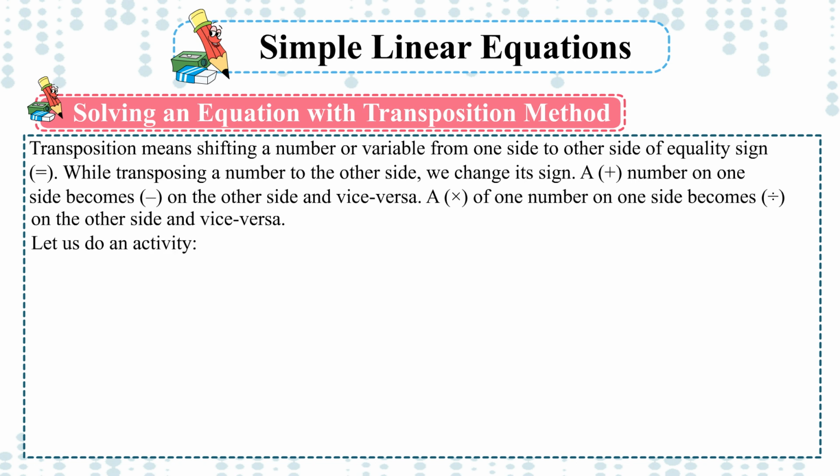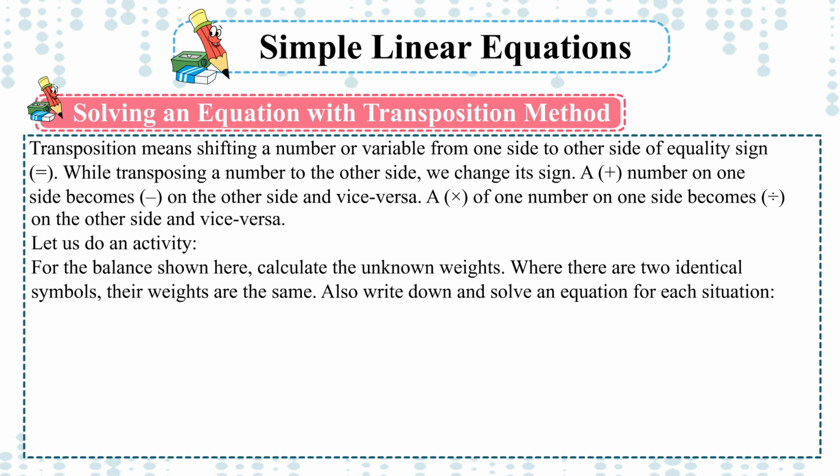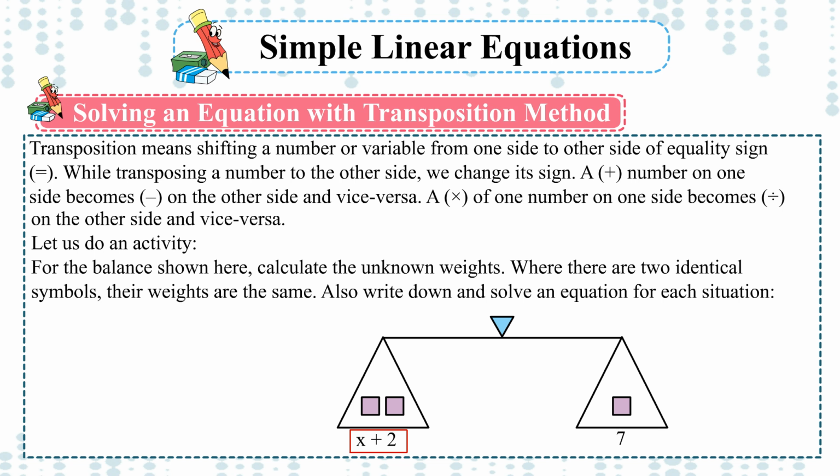Let us do an activity. For the balance shown here, calculate the unknown weights. Where there are two identical symbols, their weights are the same. Also write down and solve an equation for each situation. x plus 2 is 7. From the balance we can write x plus 2 is equal to 7, x is equal to 5.